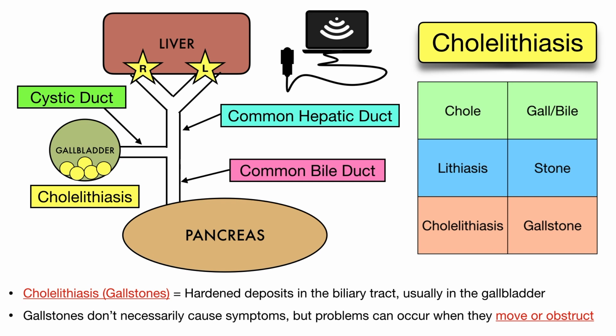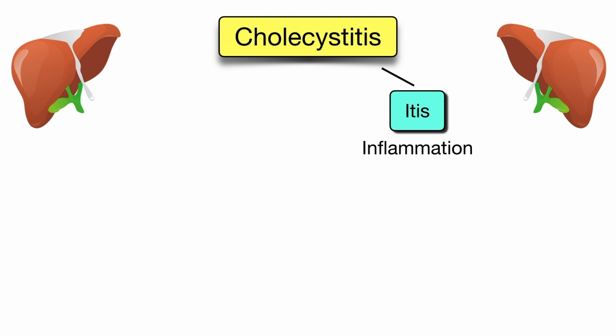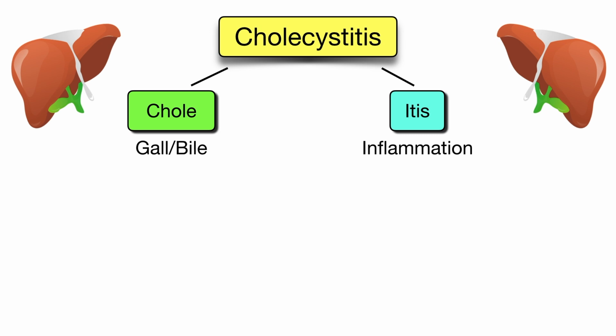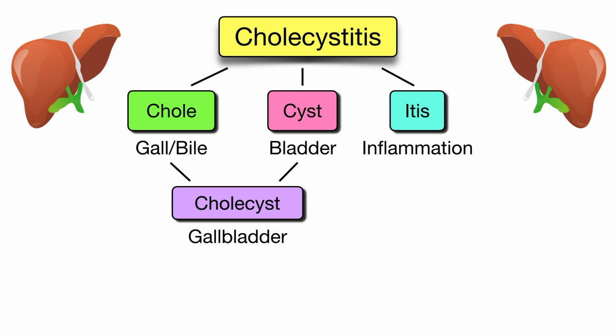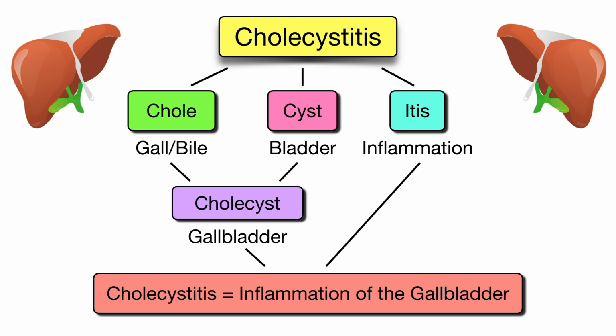Next, we have cholecystitis. We already know itis means inflammation, but where is this inflammation taking place? We can break down the rest of the word to find out. We already know chole means gall or bile, so the last part of the word is cyst, which means bladder. So if we put chole and cyst together, then we have gallbladder. And if we put the entire word together, then we have inflammation of the gallbladder. And that's exactly what cholecystitis is. It's inflammation of the gallbladder, usually caused by gallstones obstructing the cystic duct.